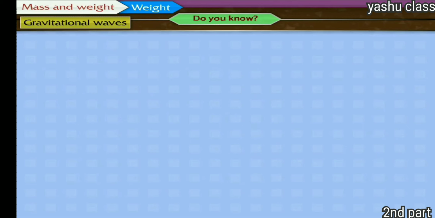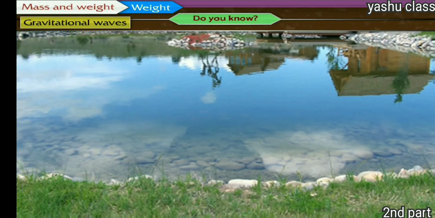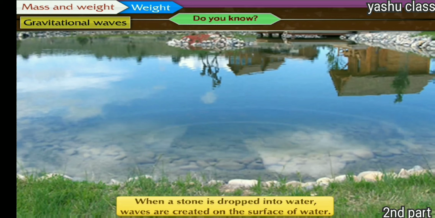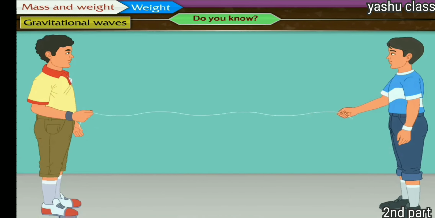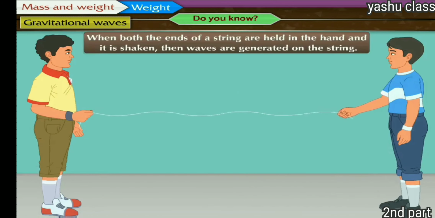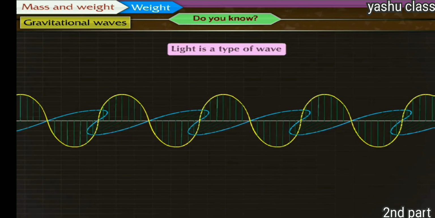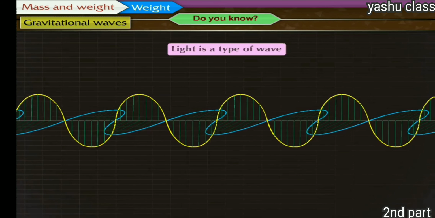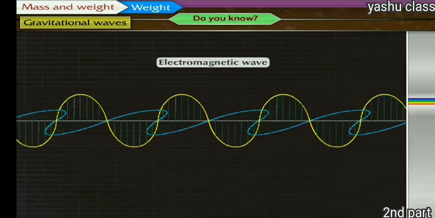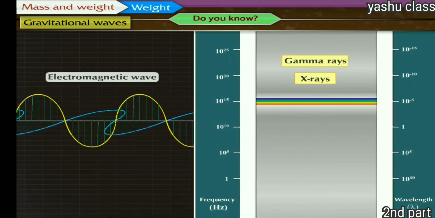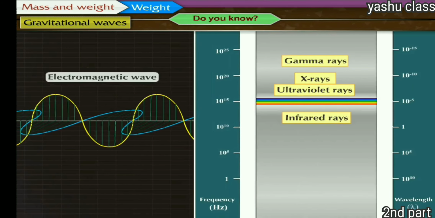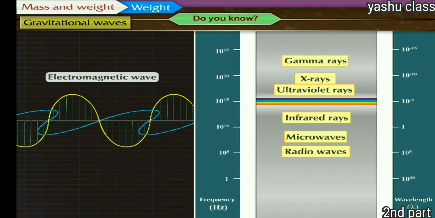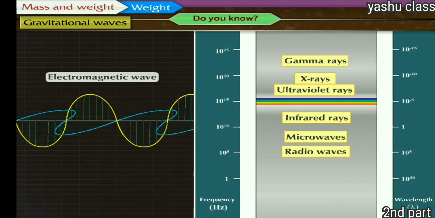Do you know? Gravitational waves. You must have surely observed that when a stone is dropped into water, waves are created on the surface of water. Similarly, when both the ends of a string are held in the hand and it is shaken, then waves are generated on the string. Light is also a type of wave called the electromagnetic wave. Gamma rays, X-rays, ultraviolet rays, infrared rays, microwaves and radio waves are also different types of electromagnetic waves.